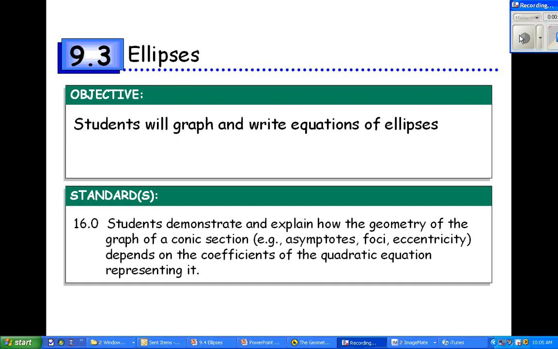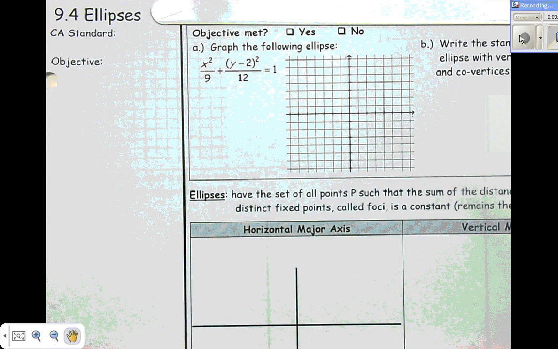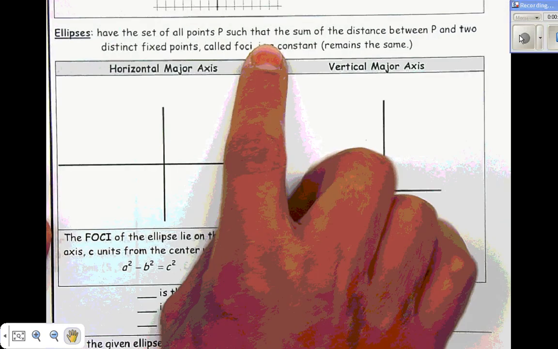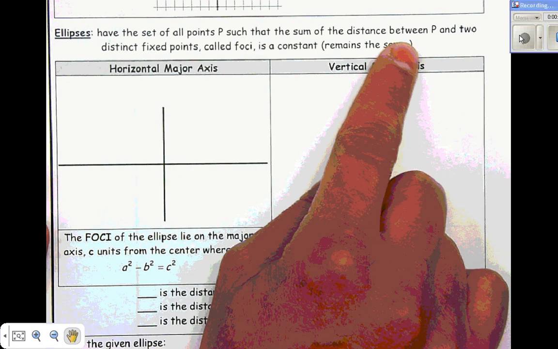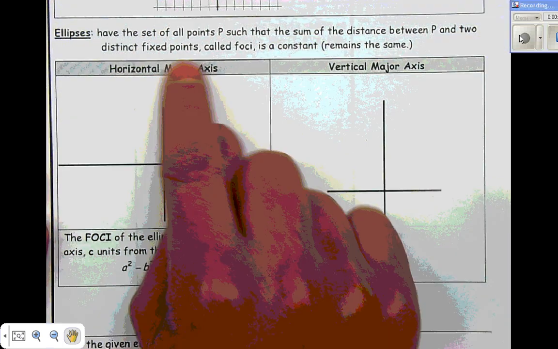Section 9.3, ellipses. We're still working on standard 16.0, which deals with conic sections. Ellipses is one of the conic sections that we'll be looking at in this chapter. And the definition of an ellipse is the set of all points P such that the sum of the distances between P and two fixed points, called the foci, is constant.